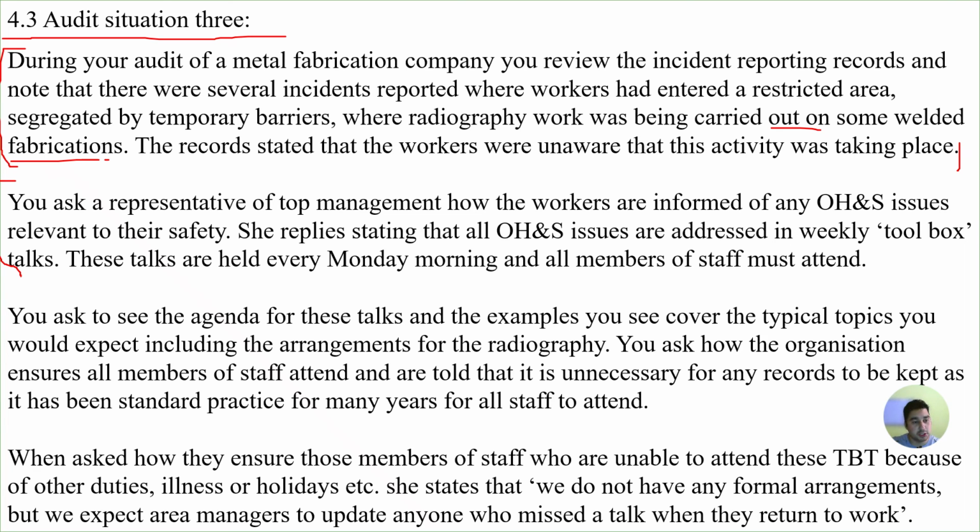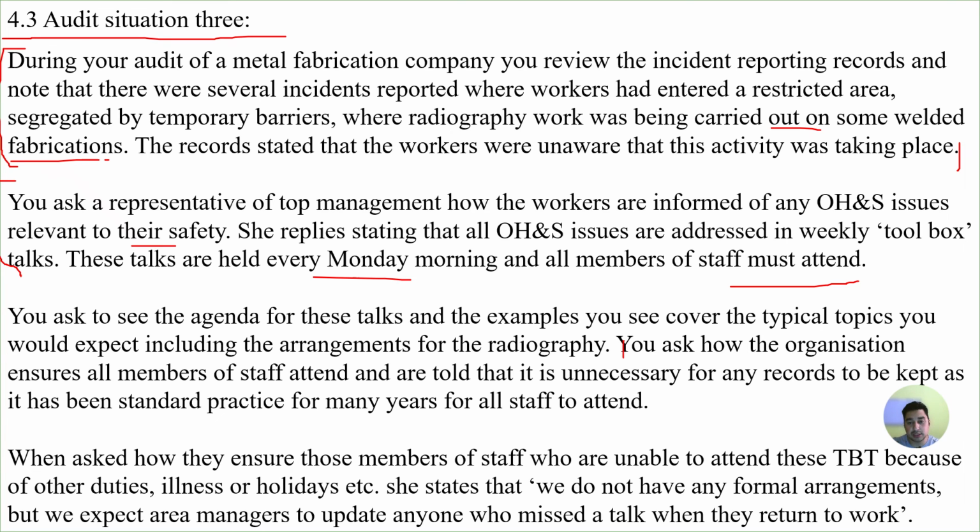Now you ask a representative of top management how the workers are informed of occupational health and safety management issues relevant to their safety. She replies that all occupational health and safety issues are addressed in a weekly TBT. These talks are held every Monday morning and all members of the staff must attend. Okay, you ask to see the agenda for these talks, and the examples you see cover the typical topics you would expect, including the arrangements for the radiography.